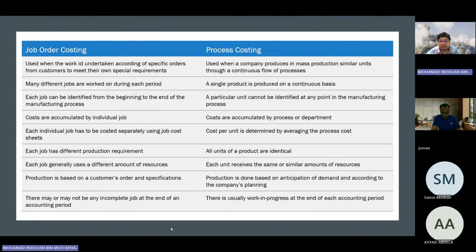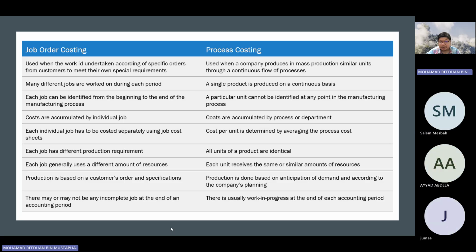If you look at job order costing, it is used when the work is undertaken according to specific orders from customers to meet their own special requirements. But process costing is used when a company produces similar units in mass production through continuous flow processes. So many different jobs are worked on during each period, whereas a single product is produced on a continuous basis.